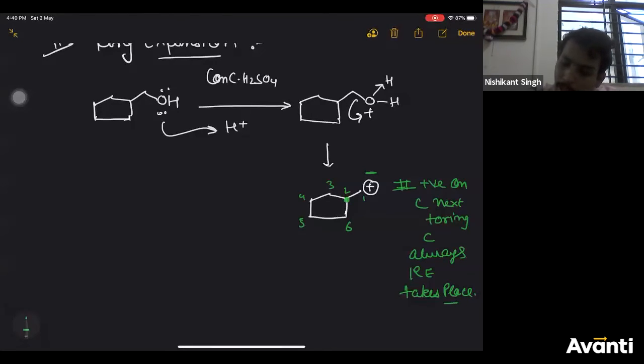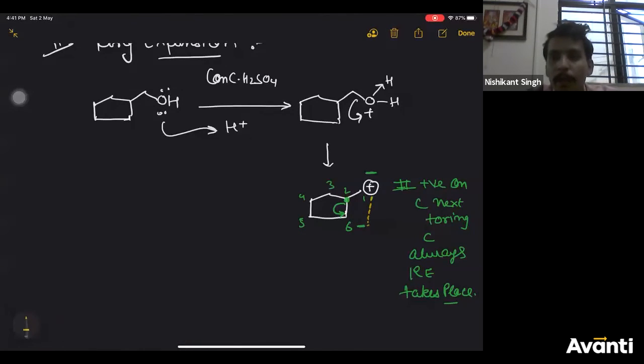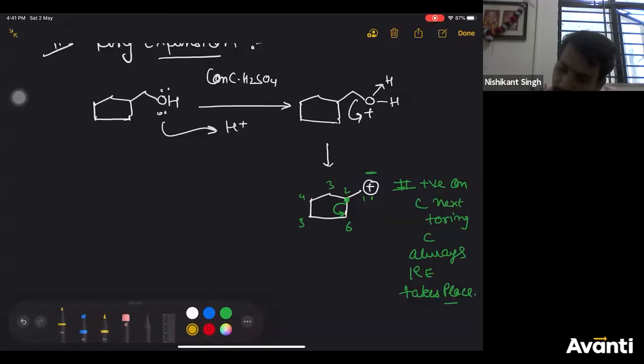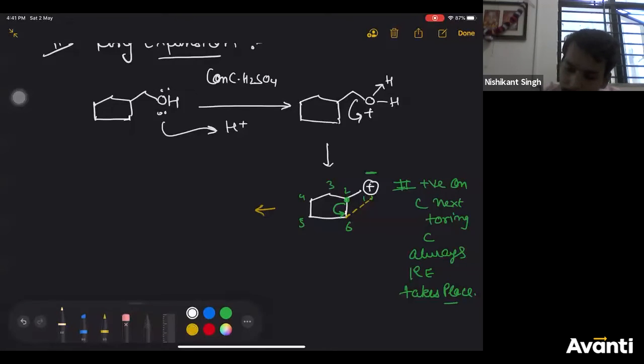So what will happen? The 2,6 bond will break like this. If this bond breaks like this, C6 will get a negative charge. Now this negatively charged 6 will try to bond to the positively charged 1 carbon. So it will bond to the positively charged 1 carbon. You can show it like this, that carbon 6 is getting a negative charge and is bonded to the first carbon having a positive charge. Let us see how it will overall look.